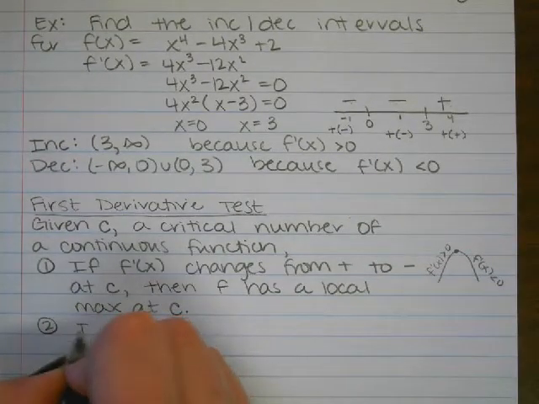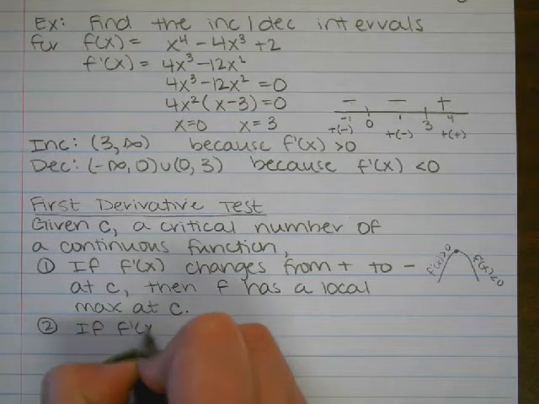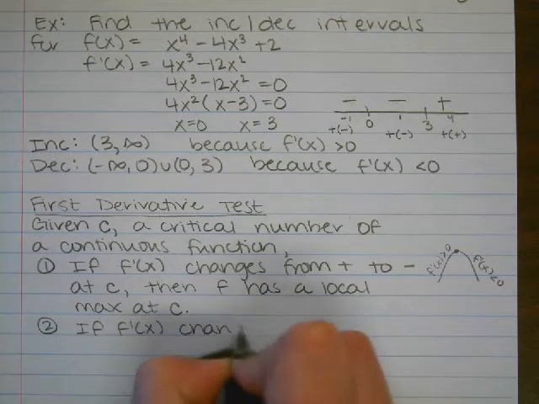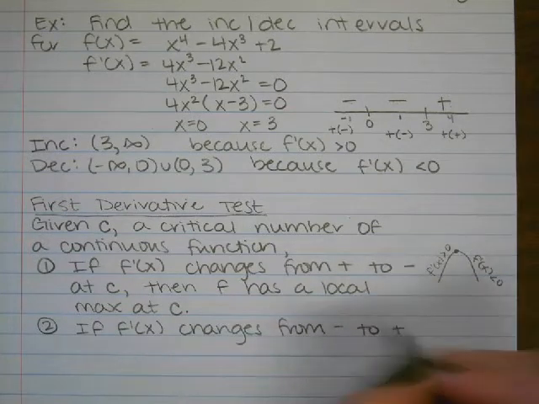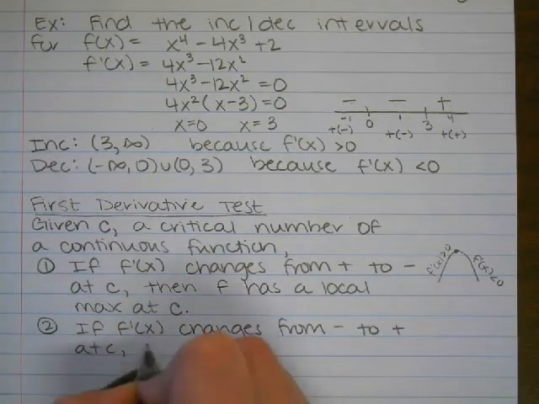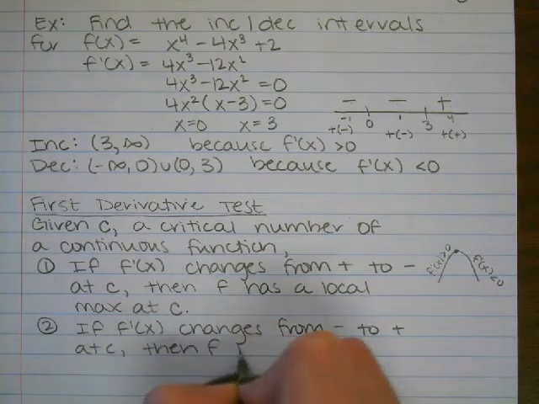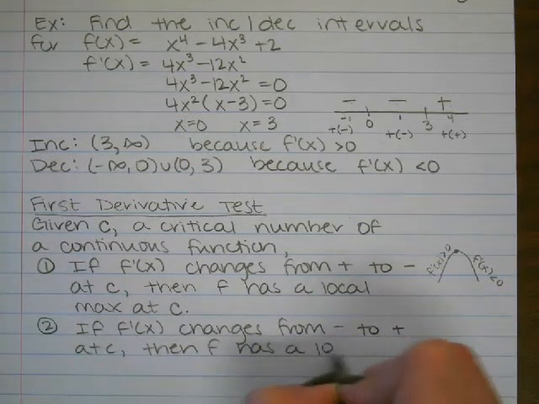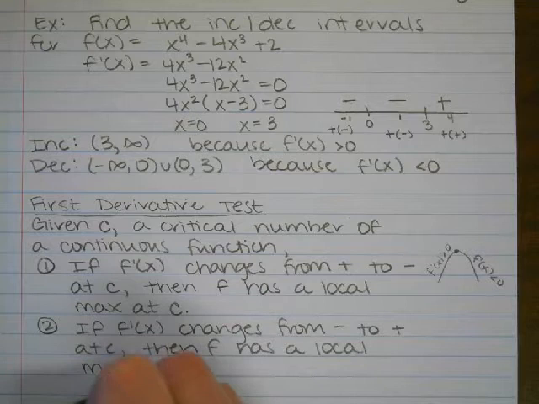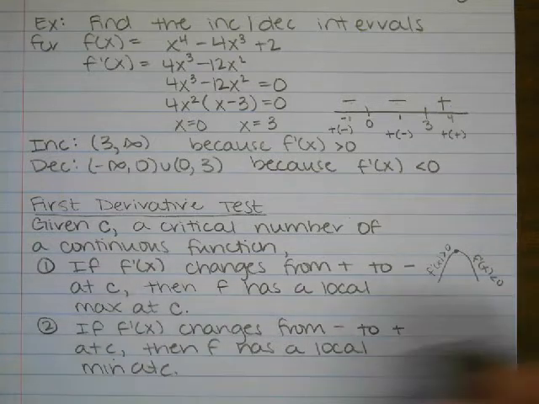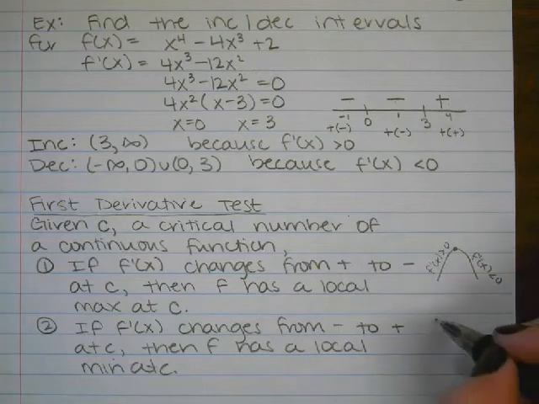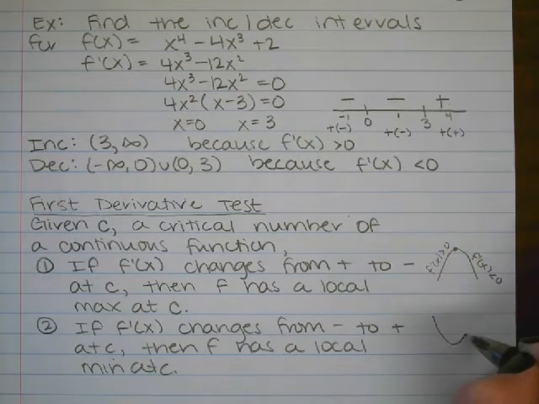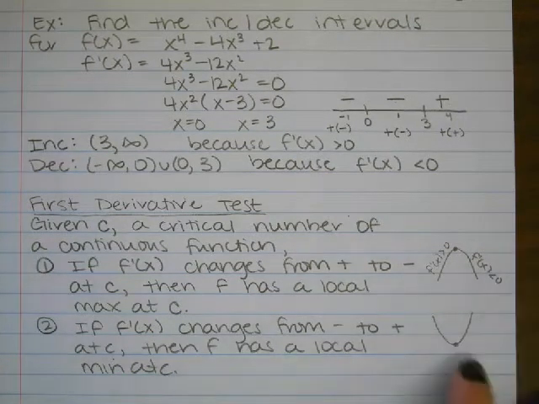All right, if f prime of x changes from negative to positive at C, then f has a local minimum at C, and that's what we have in this case. We switch from negative to positive. So if you are decreasing and then you switch to start increasing, that would be a minimum point.